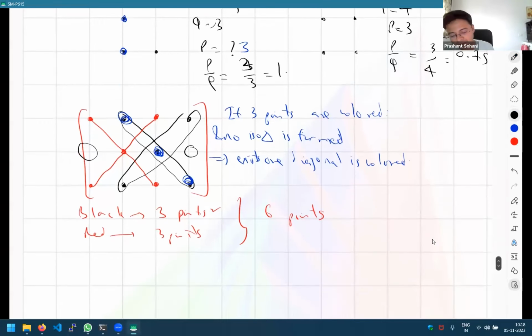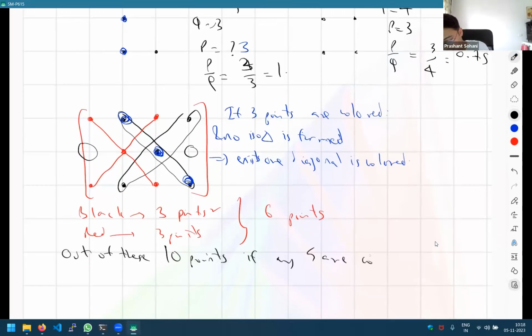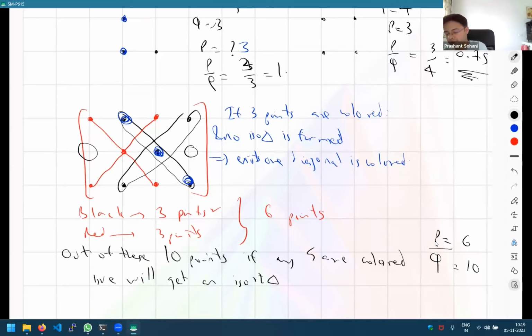So actually, my claim is that out of these 10 points, if any 5 are colored, I will get an isosceles right angle triangle, always. So here, what I'm saying is that this is a set where Q is 10 and P is 6. So the ratio is 6 upon 10, which is even smaller than the previous one we got. So this was 0.75, this is only 0.6.